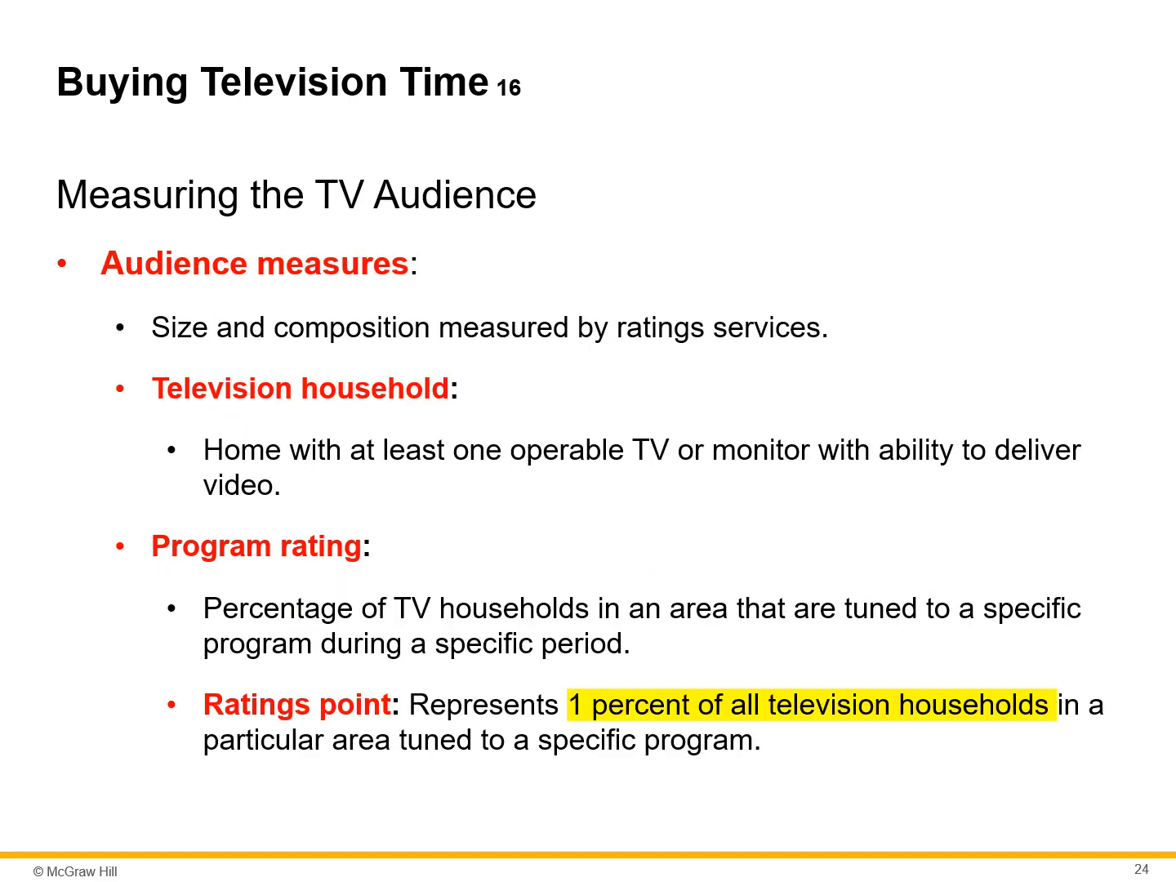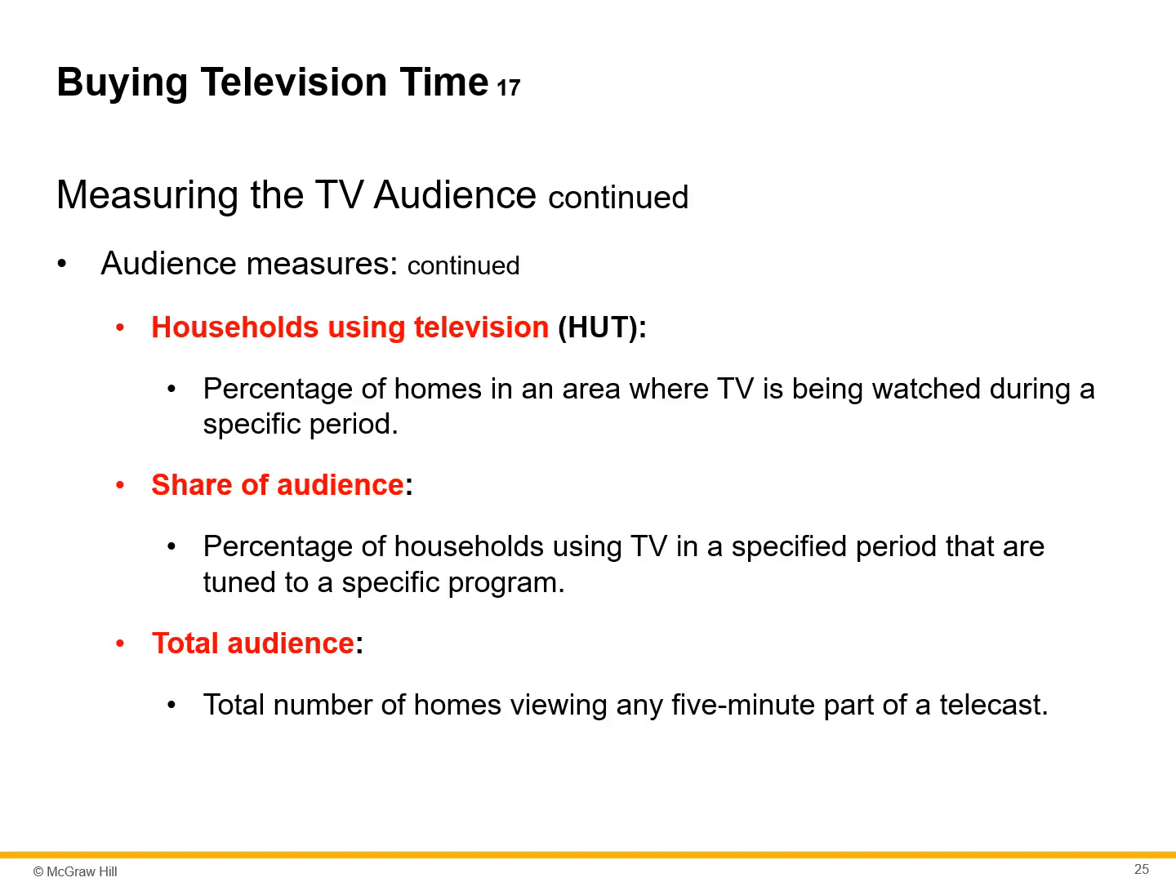And measuring TV audience. Audience measures television households, homes with at least one TV. Okay. Program rating. What is program rating? This is going to be your test. The percentage of TV households in an area that are tuned to a specific program during a specific period. Okay, rating point is 1% of all television households in a particular area. And households using television, HUT, share of audience: the percentage of households using TV in a specific period tuned to a program.